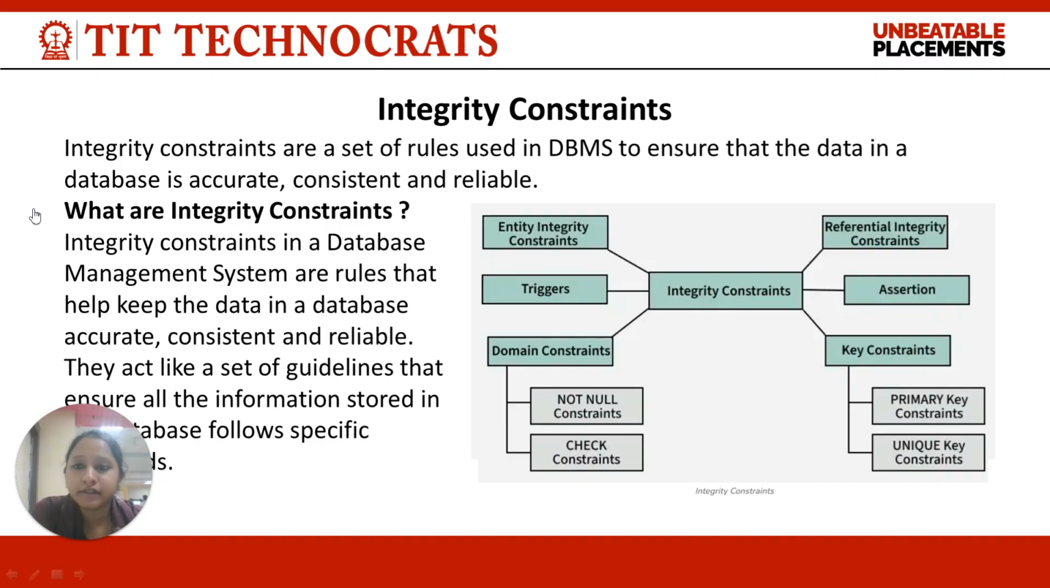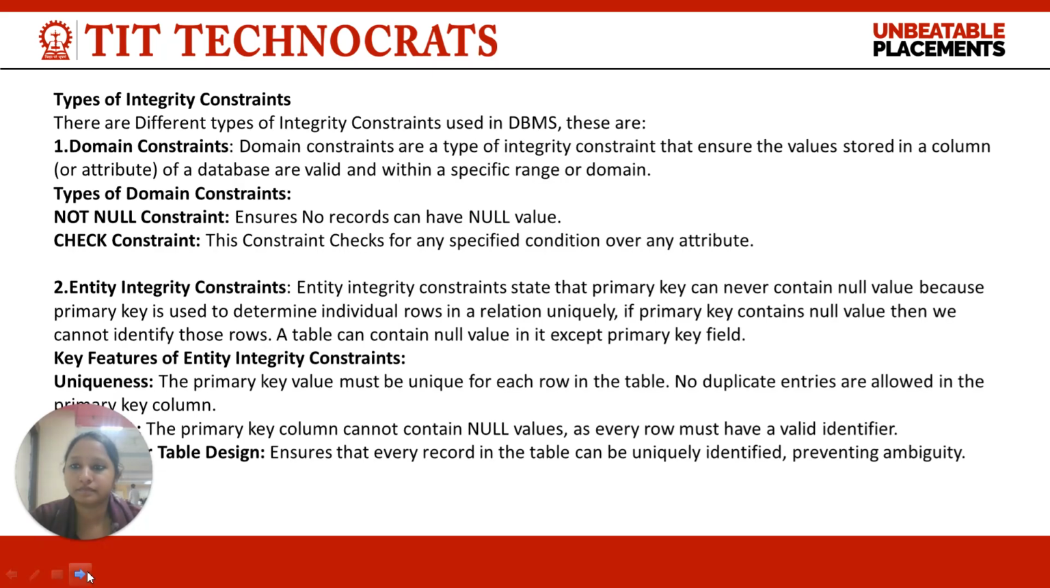In DBMS, integrity constraints ensure data is valid and reliable. There are two main types: domain constraints and entity integrity constraints. Domain constraints make sure column values are valid within a specific range, for example, NOT NULL and CHECK.